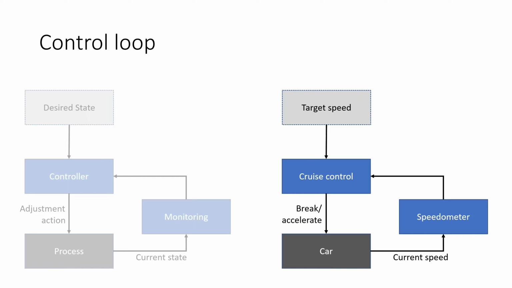So here we have a control loop for cruise control. The desired state is the target speed. So we give the target speed to the cruise control, say 60 kilometers per hour, and then the cruise control will read the car's current speed from the speedometer and might brake the car or accelerate the car so that it reaches the target speed. So the control loop will keep reading the current speed, comparing it to the target speed, and then adjusting the car's speed by braking or accelerating so that we keep in the desired state. And this control loop will run indefinitely until we brake the car or accelerate the car. And then it will leave cruise control and we're going to control the car manually.